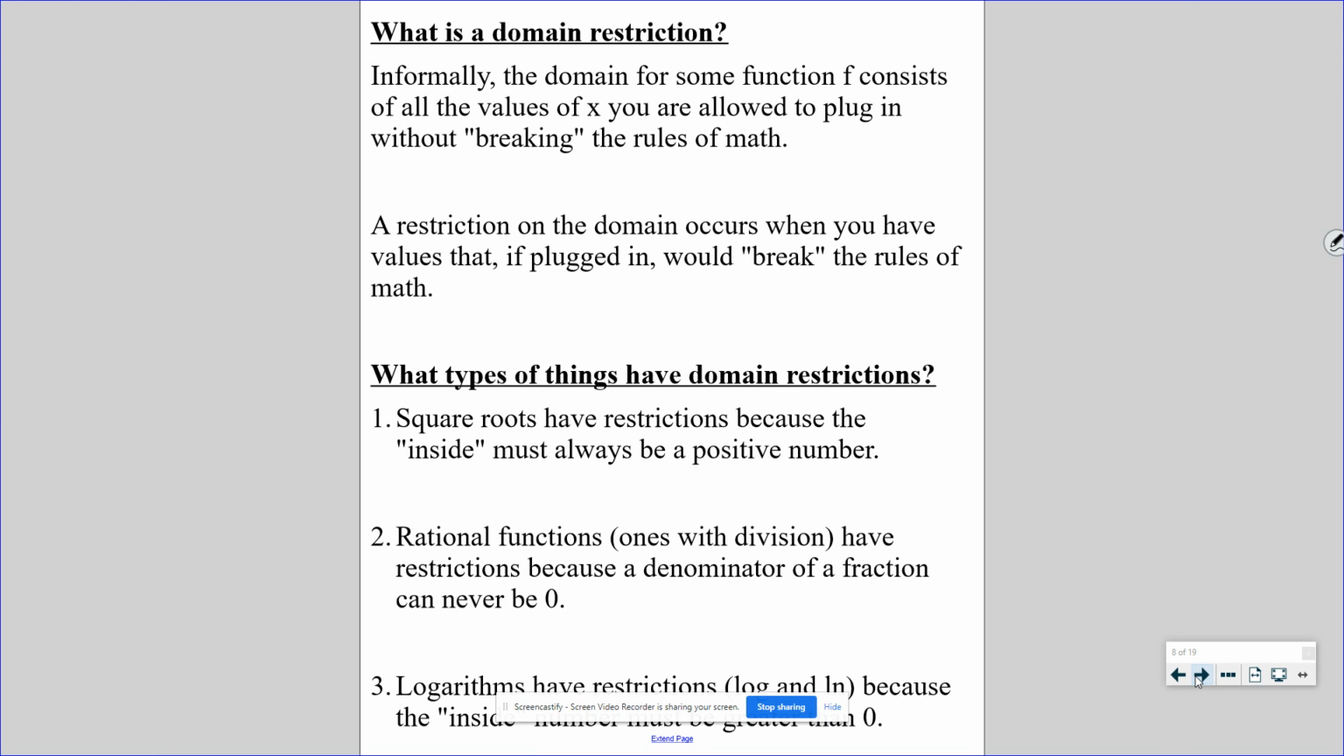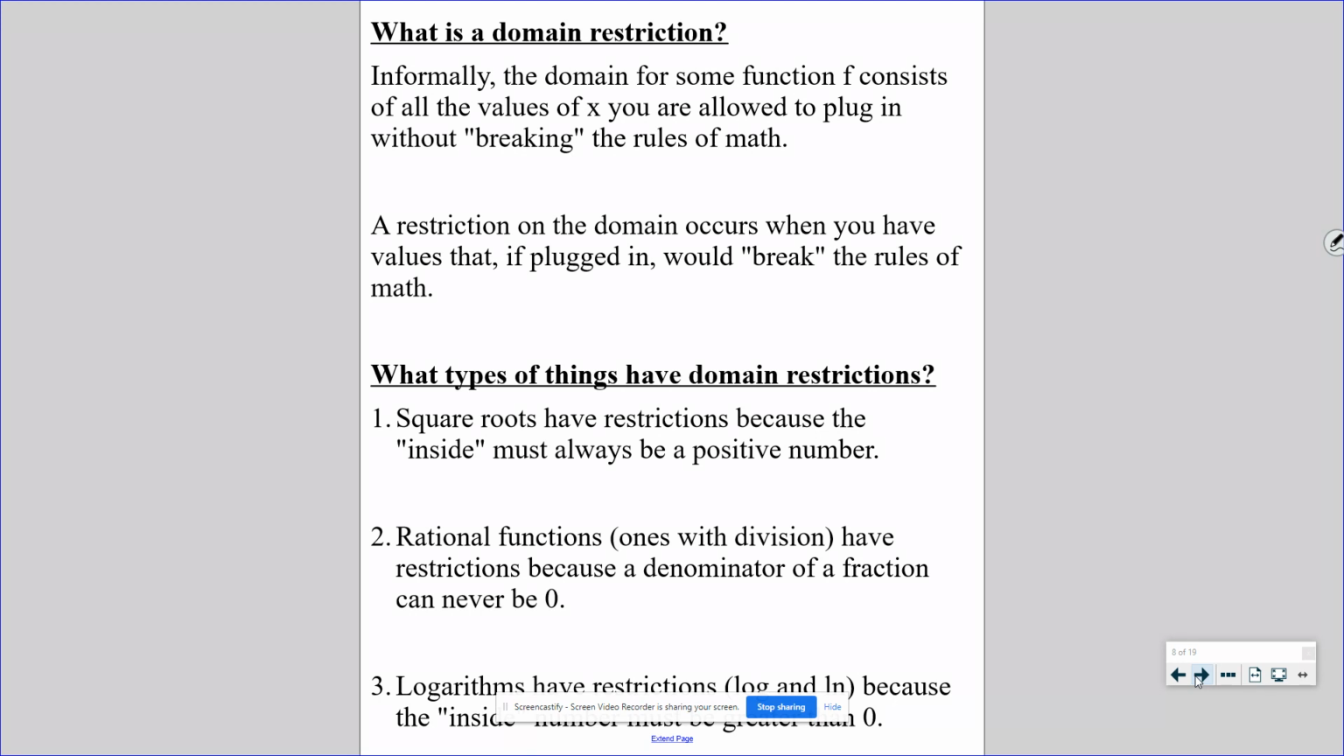Okay, so the next thing we're going to review is domain restrictions. So basically there are times in different functions that don't allow for certain values because they don't work that way. I'll give you an example. If you think of square roots, square roots have restrictions because square roots can't be negative. So we would say that that has a domain restriction because plugging a negative into a square root would break the rules of math, we say.